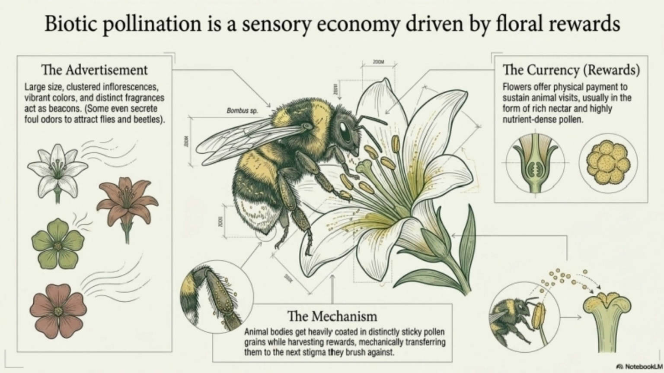On the flip side, biotic pollination is a buzzing sensory economy driven by rewards. To attract animals like bees, butterflies, and beetles, plants invest heavily in advertisements. Large, vibrant petals, clustered flowers, and intoxicating fragrances. But animals don't work for free. The flower pays them in physical currency, rich, sugary nectar and nutrient-dense pollen. As the animal brushes against the reproductive parts to gather its food, its sticky body gets heavily dusted with pollen grains, mechanically transferring them to the next flower it visits. It's a perfect business partnership.